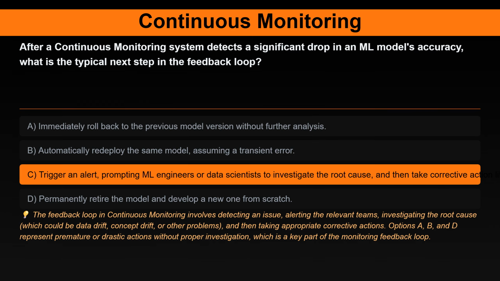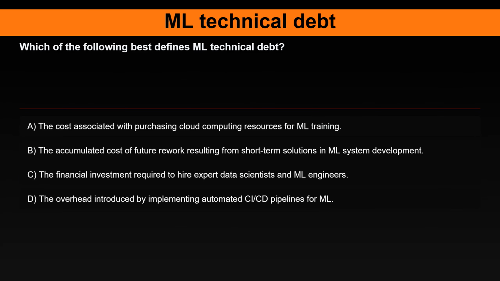The correct answer is trigger an alert, prompting ML engineers or data scientists to investigate the root cause, and then take corrective action like retraining or data re-engineering. Here's the explanation. The feedback loop in continuous monitoring involves detecting an issue, alerting the relevant teams, investigating the root cause, which could be data drift, concept drift, or other problems, and then taking appropriate corrective actions. Options A, B, and D represent premature or drastic actions without proper investigation, which is a key part of the monitoring feedback loop.